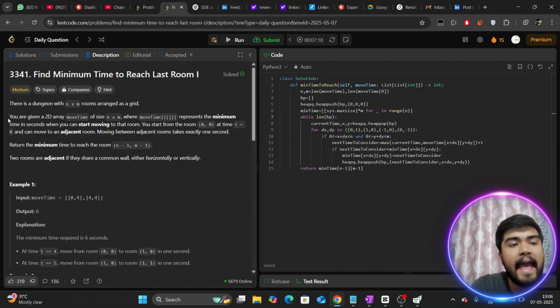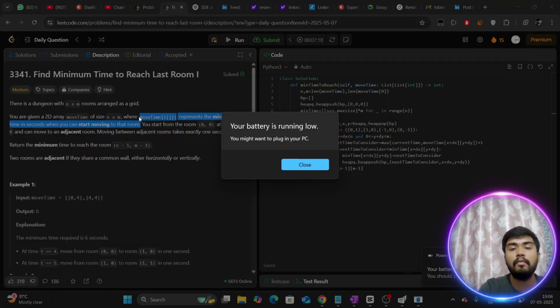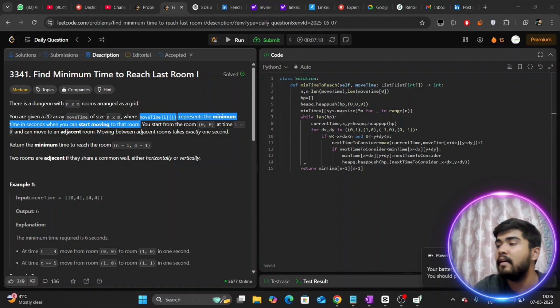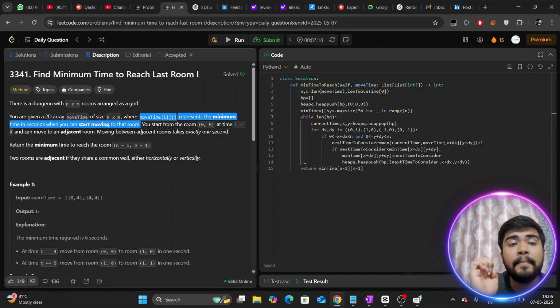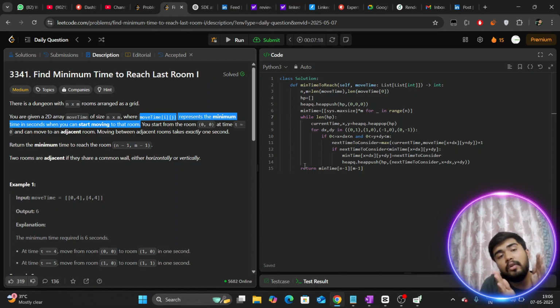You are given a 2D array moveTime of size n cross m, where moveTime[i][j] represents the minimum time in seconds when you can start moving to that room. So please take note. When you are standing at a particular cell, what is the minimum time needed so that you can start moving to the cells?